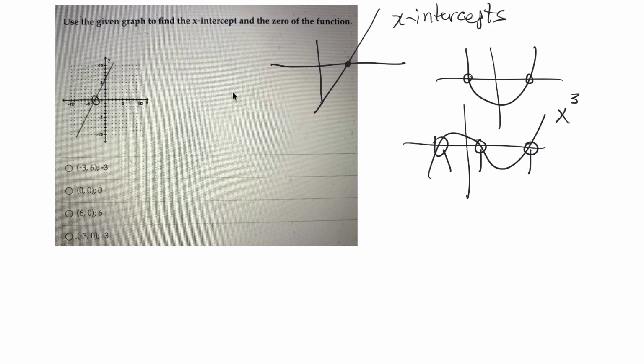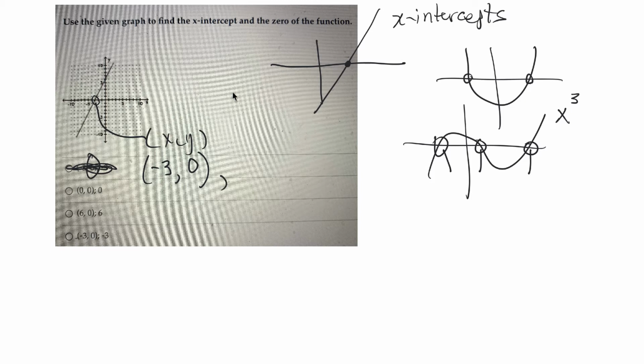So the x-intercept, you always write that as a coordinate pair. So you need to give me an x value and a y value. So the x value looks to be at -3, and the y value for any x-intercept is always going to be 0. So this one's out because the y point was not 0. So -3, 0, that would be the x-intercept.